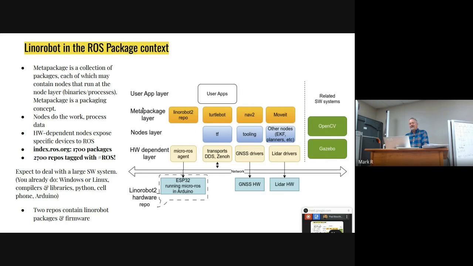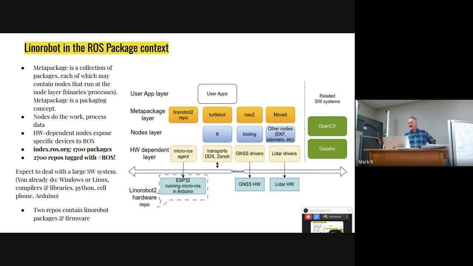And above that, the term meta package is a little bit old-fashioned, but the concept is a group of packages that do something. In this case, there's a Linorobot2 repo that contains a group of packages related to Linorobot. Turtlebot has a group of packages. Nav2 has a group of packages. MoveIt, the ARM software, has a group of packages. And then above that you have the user apps.